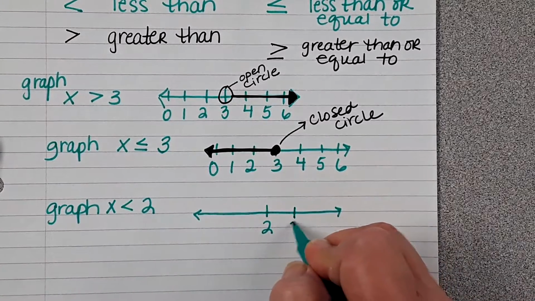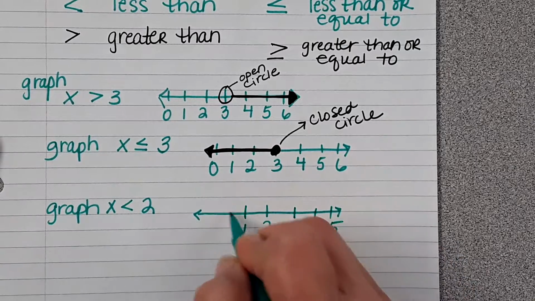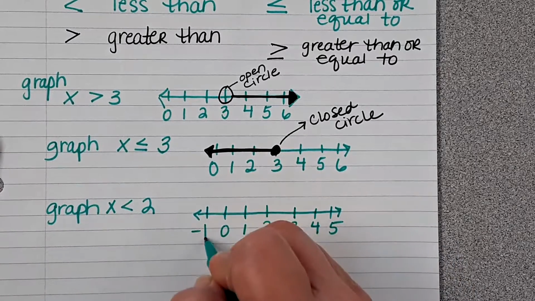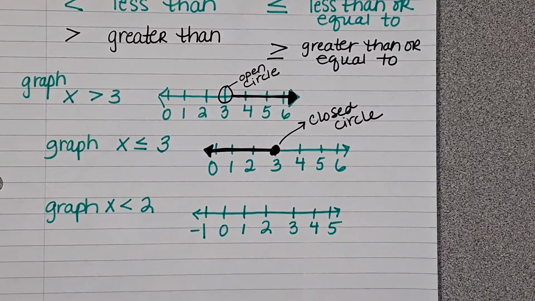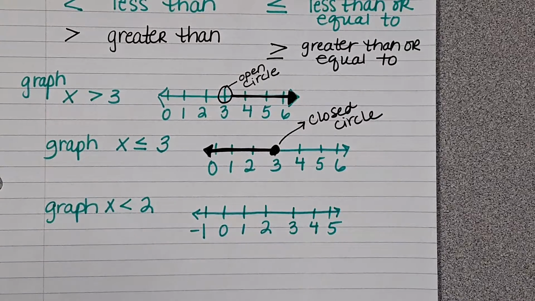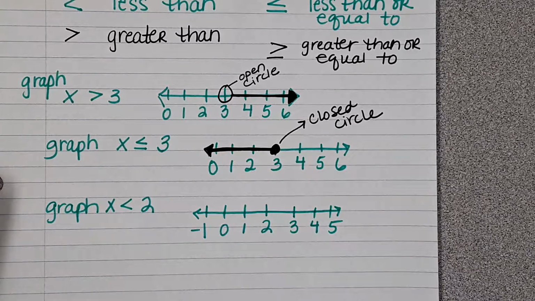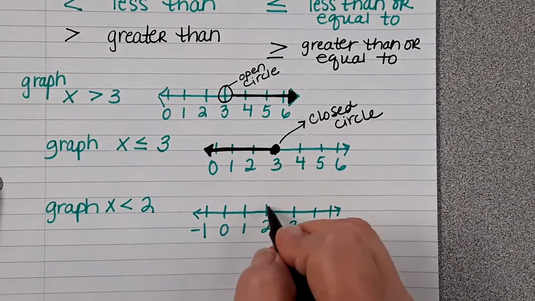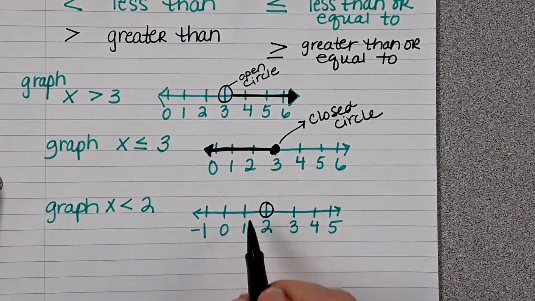Okay, so 2, 3, 4, 5, 1, 0, -1. Okay, which way? Left or right? We are going to go towards, and is it going to be an open circle or a closed circle? Open. And what does an open circle mean? It doesn't count the 2. Does not count the 2.